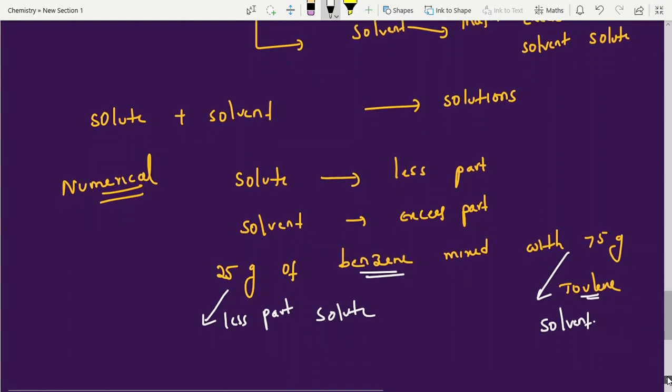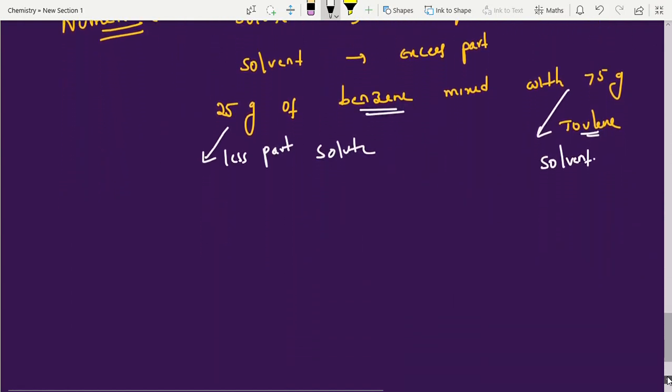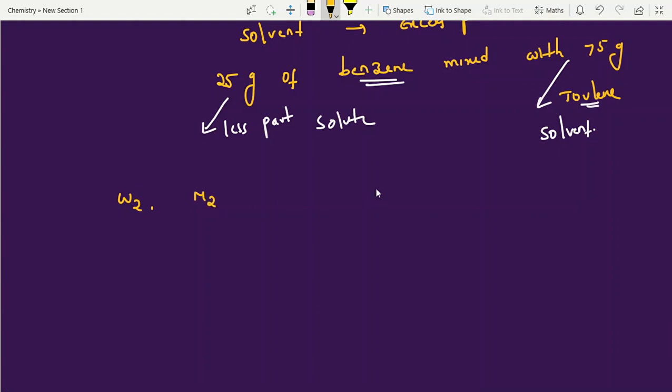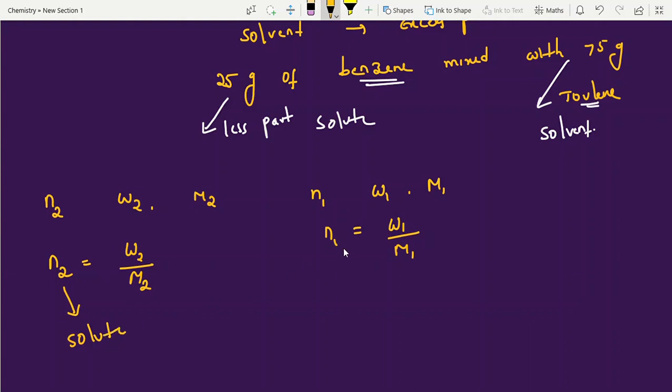Now come back to the next point. In the numerical part we are using W2, M2 and W1, M1. What is W2? Here, next, I am talking about first n2 and n1. n2 equals weight by gram molecular weight. So n1 equals weight by gram molecular weight. This n2 information is solute information. n1 information is solvent information.